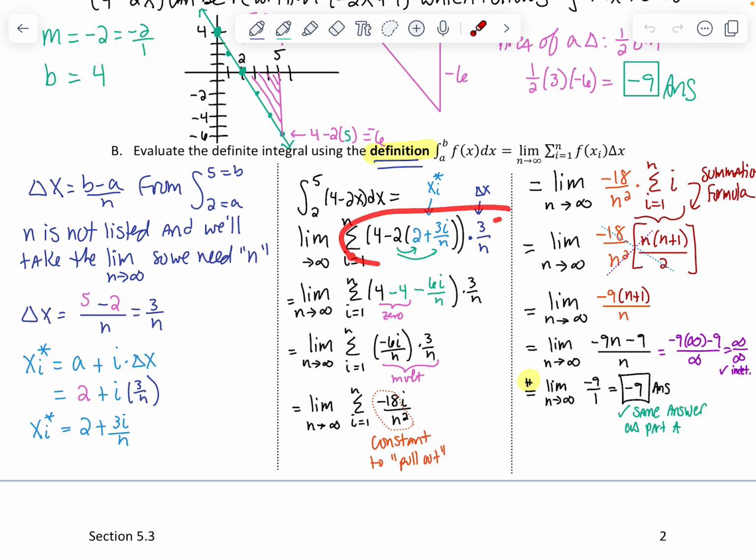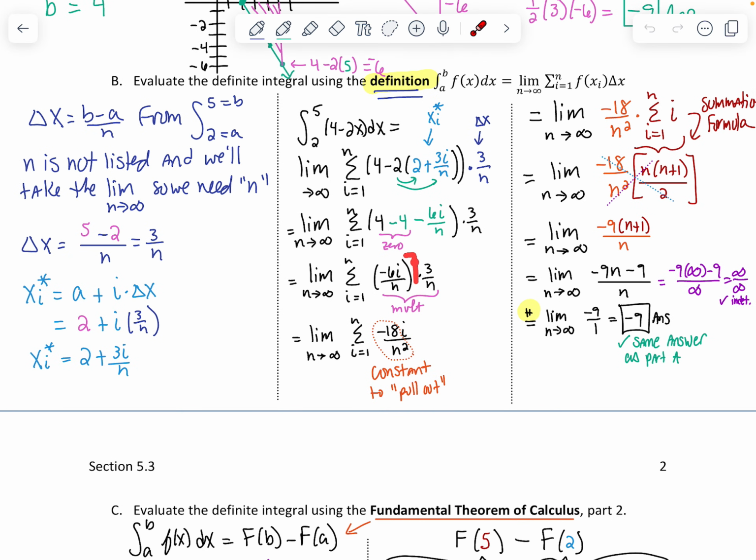So what I need to do is clean up everything that's happening here. I can distribute that 2 to the x values to get my minus 4 minus 6i over n. But of course, I now have a positive and negative 4 that are going to add off to 0. We know we can factor the width of the rectangles out, but the formula doesn't start with it factored out. So really what I'm going to do is just multiply negative 6i times 3 to get negative 18i. I'm going to multiply n times n to get n squared. And then I'm concerned with the summation of this.